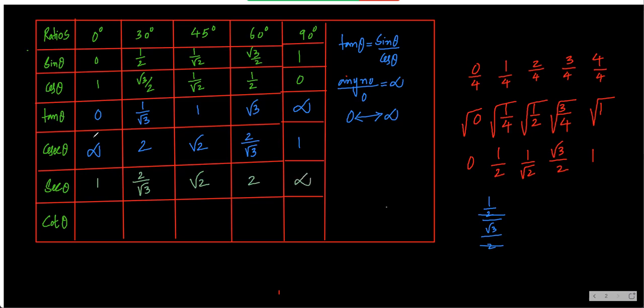Cot is the reciprocal of tan. The reverse of 0 is infinity. This is root 3. This is 1, reverse is 1. 1 by root 3, reverse, reciprocal. If we reverse infinity, we get 0. So this is your trigonometric value table.